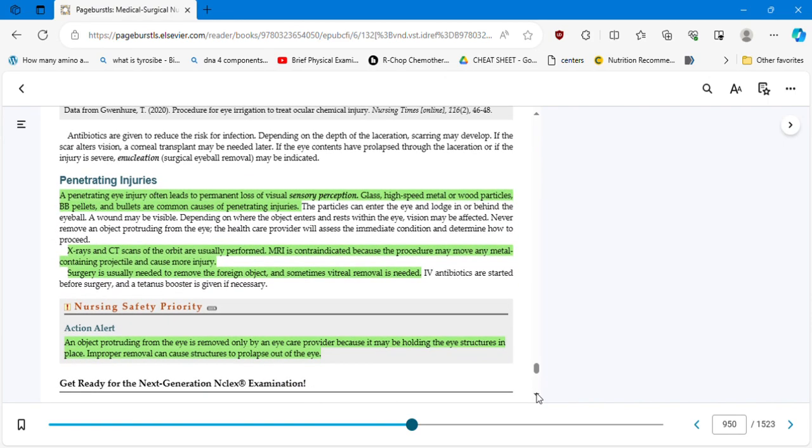Penetrating injuries. A penetrating injury often leads to permanent loss of visual sensory perception. Glass, high-speed metal, or wood particles, BB pellets, and bullets are common causes of penetrating injuries. The particles can enter the eye and lodge in or behind the eyeball. X-ray and CT scans of the orbits are usually performed. MRI is contraindicated because the procedure may move any metal-containing projectile and cause more injury.